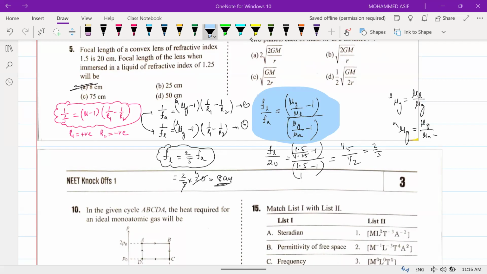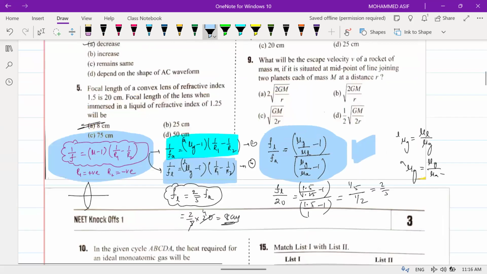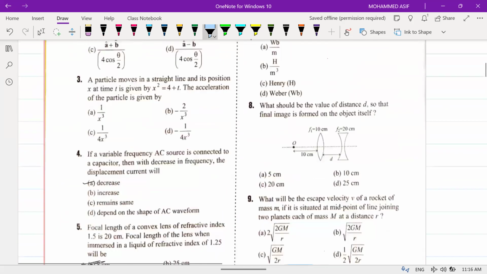What is the actual formula for the lens maker's formula? 1 by f is equal to mu minus 1 into 1 by r1 minus 1 by r2. For a convex lens, r1 is positive, r2 is negative. What do you mean by a convex lens, beta? A convex lens appears like this. So r1 is positive, r2 is negative. Whenever it is immersed in the air, this is the formula. When it is immersed in the liquid, this is the formula. If I take the ratio, we get this formula. Clear?